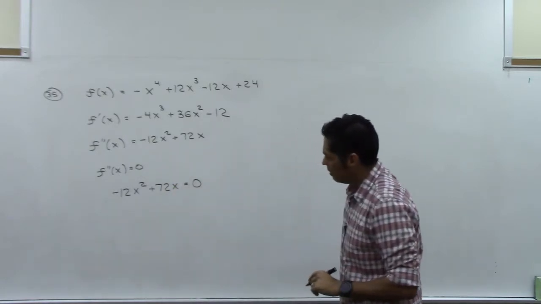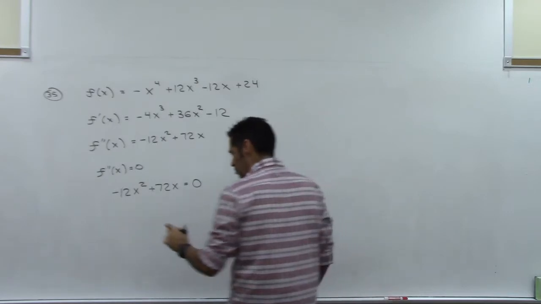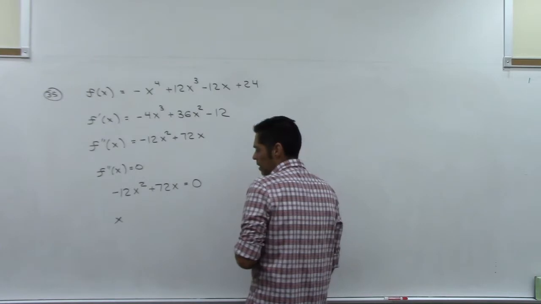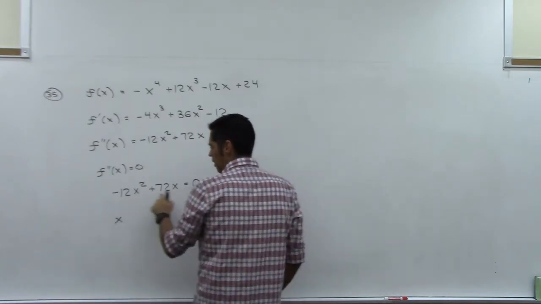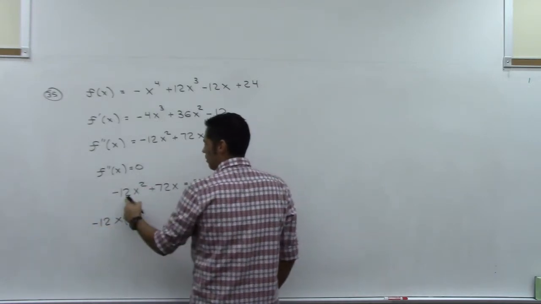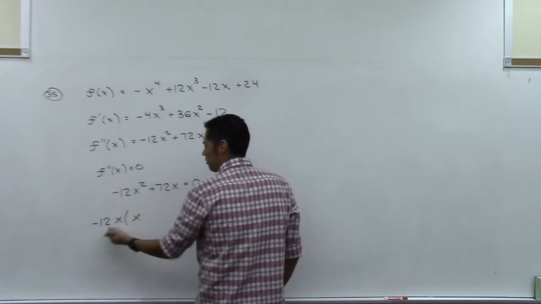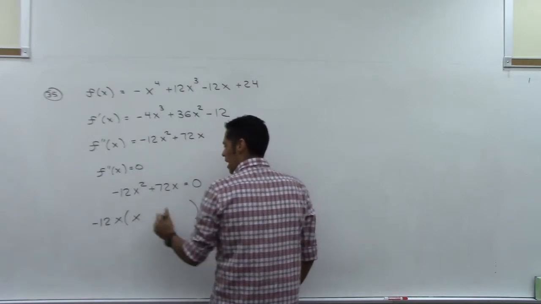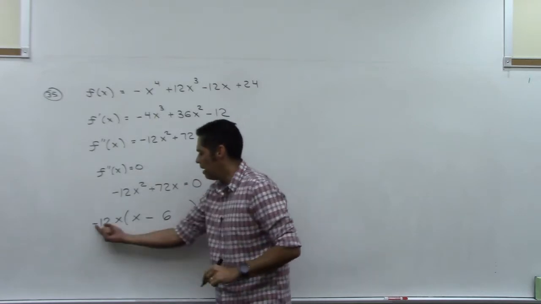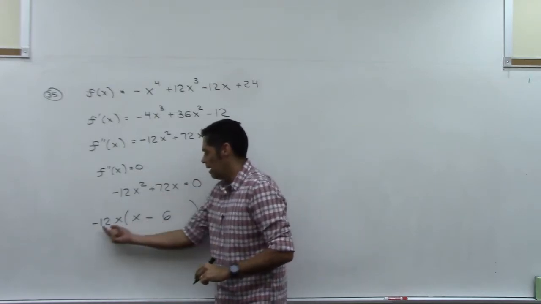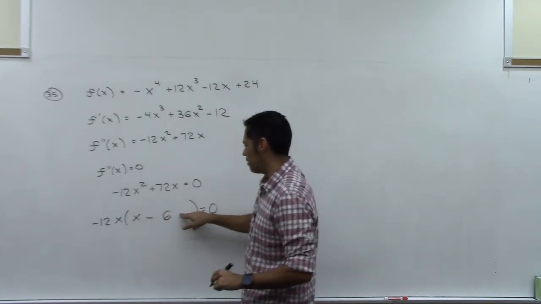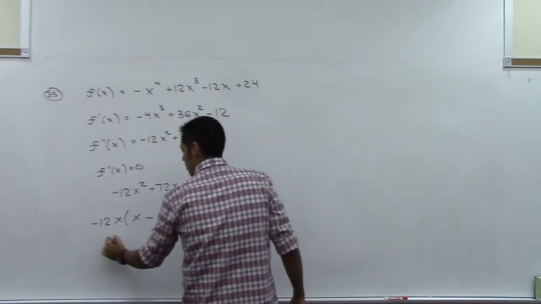And I notice I can get a common factor out here. I can pull an x out. I think I can also pull a number out, right? 12 goes into both of these, and I'm going to pull a negative 12 out. And if I pull negative 12 out of here, I'm going to have an x here. So this times this gives me this. And then I'm going to need a minus 6 here, because a negative times a negative will give me positive, and 12 times 6 is 72. So I already have the x right here, so I don't need an x here. So that's it. I set that to 0.